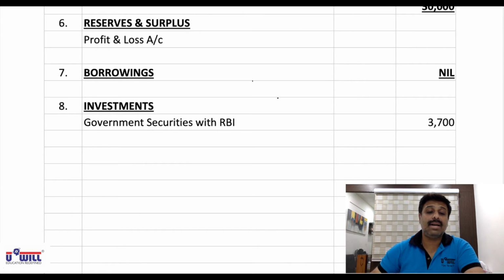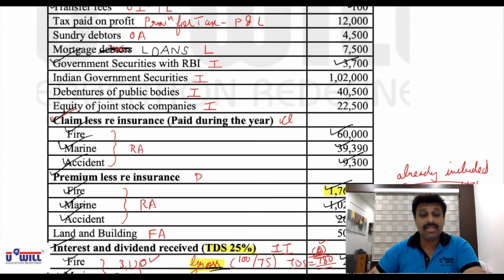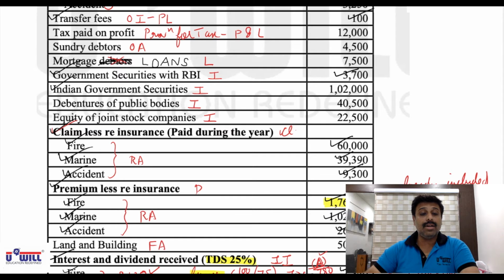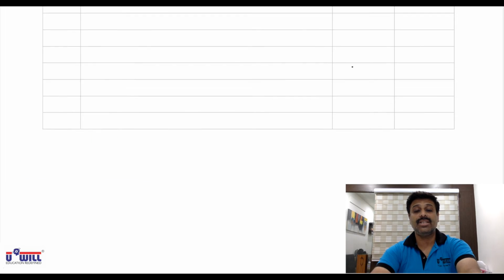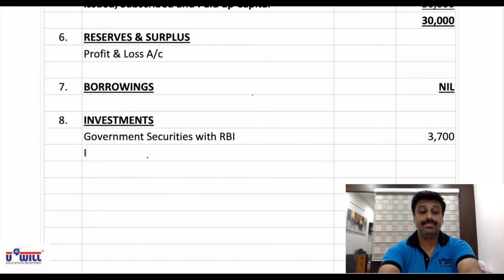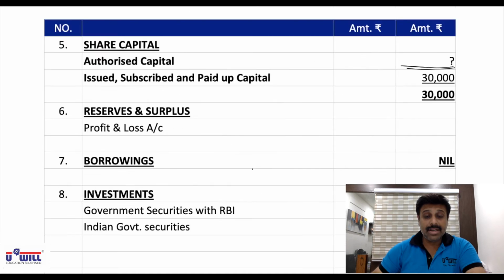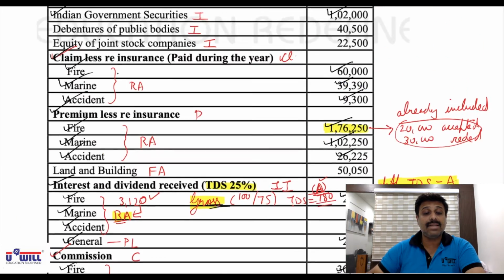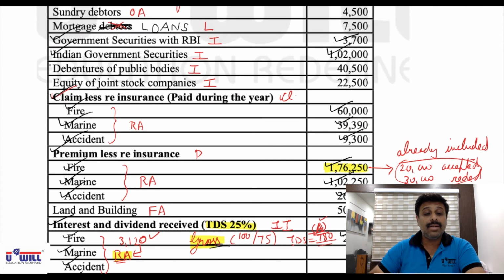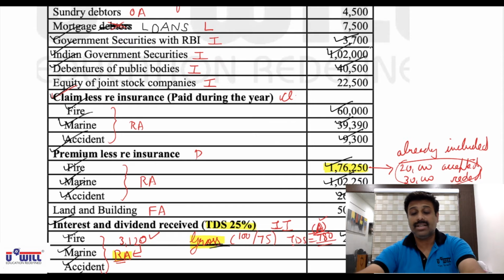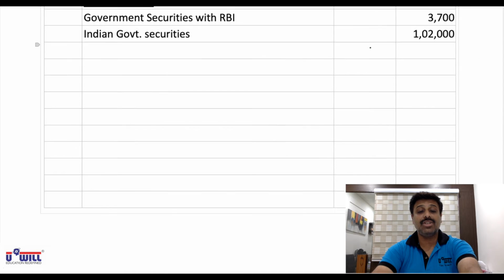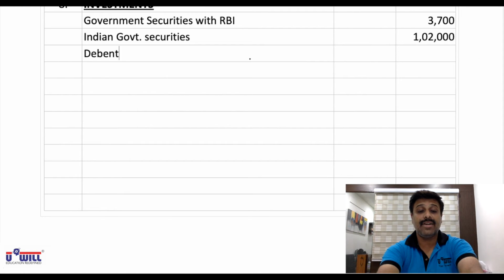Then what other item is marked as I after government securities with RBI? Indian government securities 1,02,000. Then after Indian government securities, which other item is marked as I or investment? Debentures of public bodies 40,500.